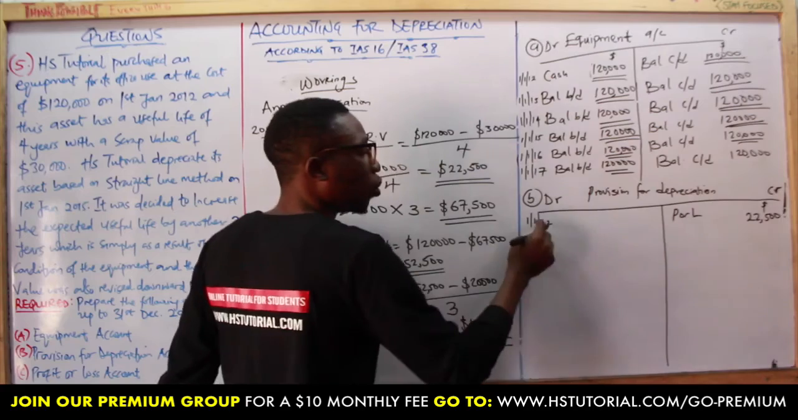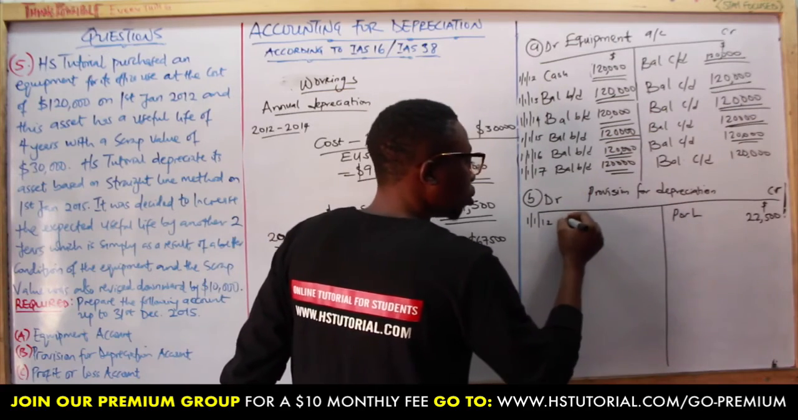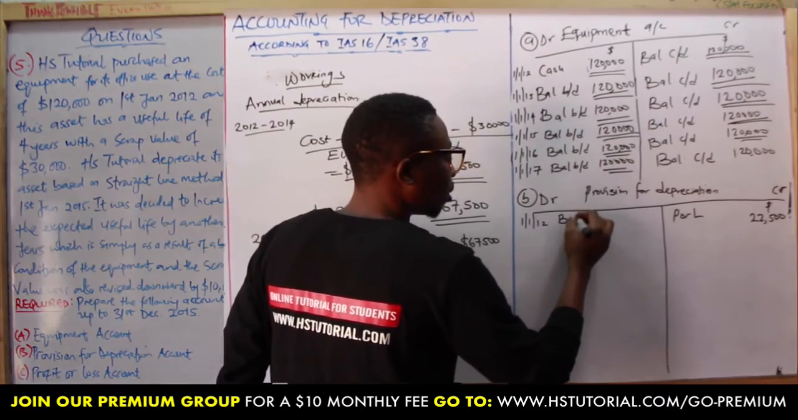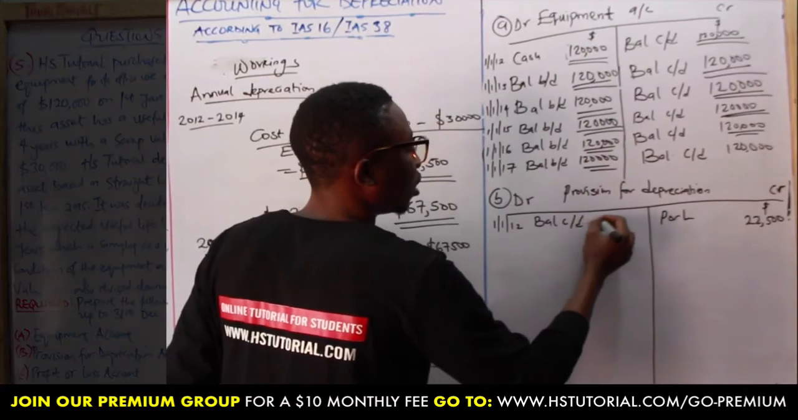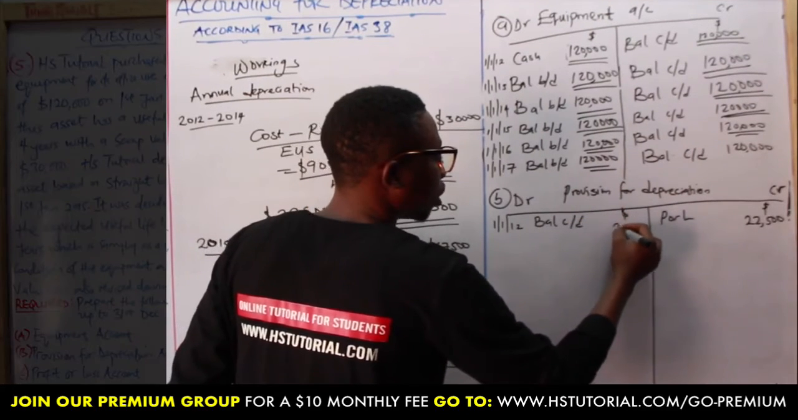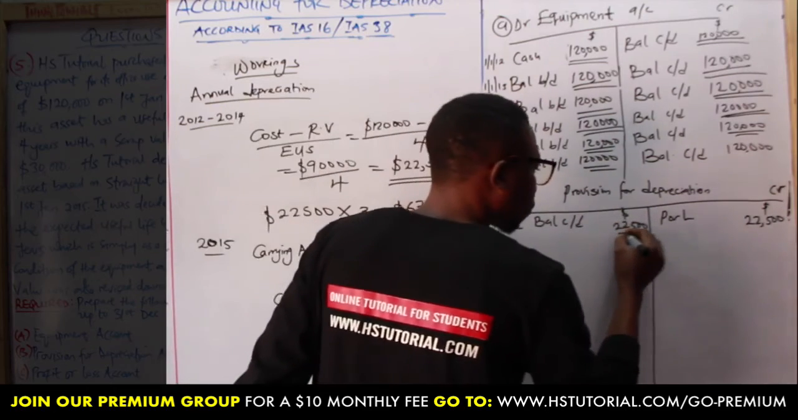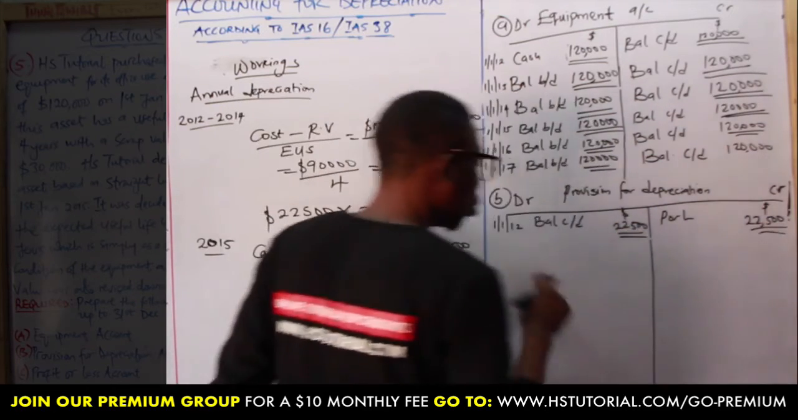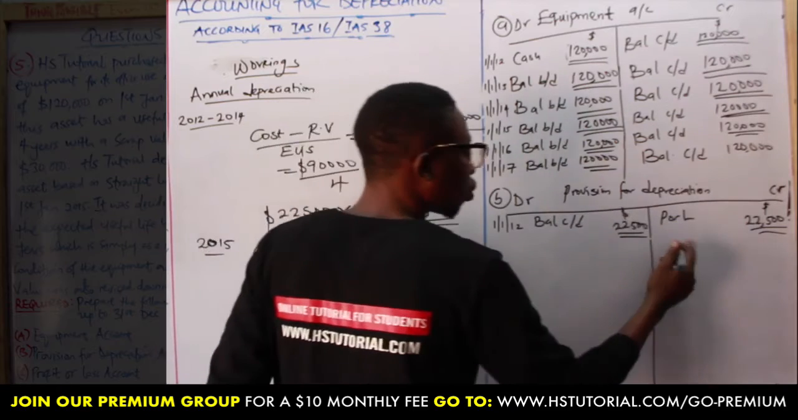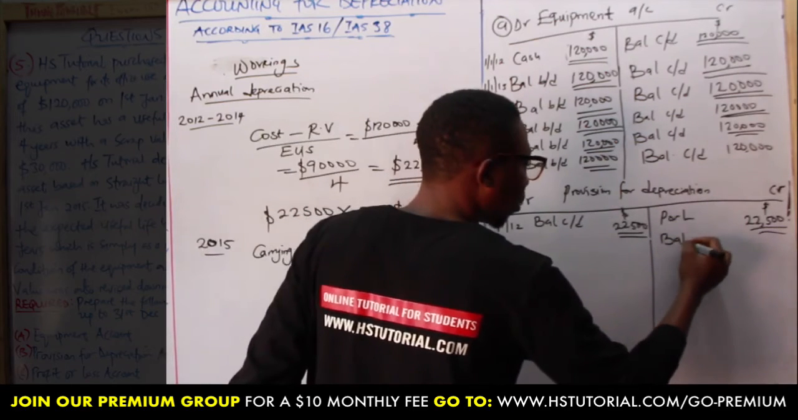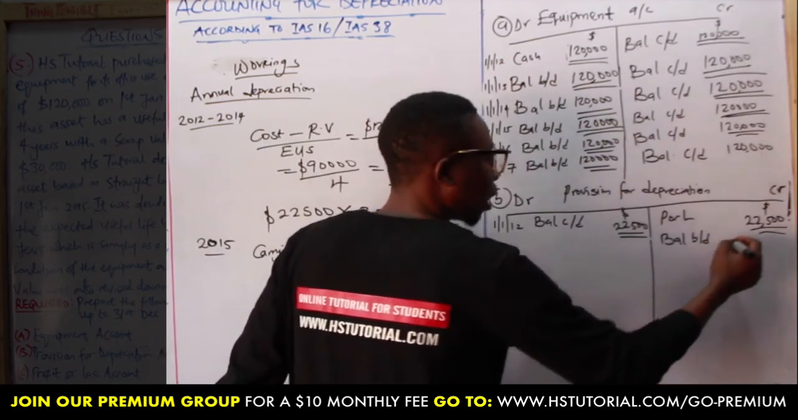So that's 1/1/2012, right? So what do you do? You balance it here. Balance carried down in dollars, 22,500. Then the next one, you have to bring this one down to the credit side. You balance it down here.